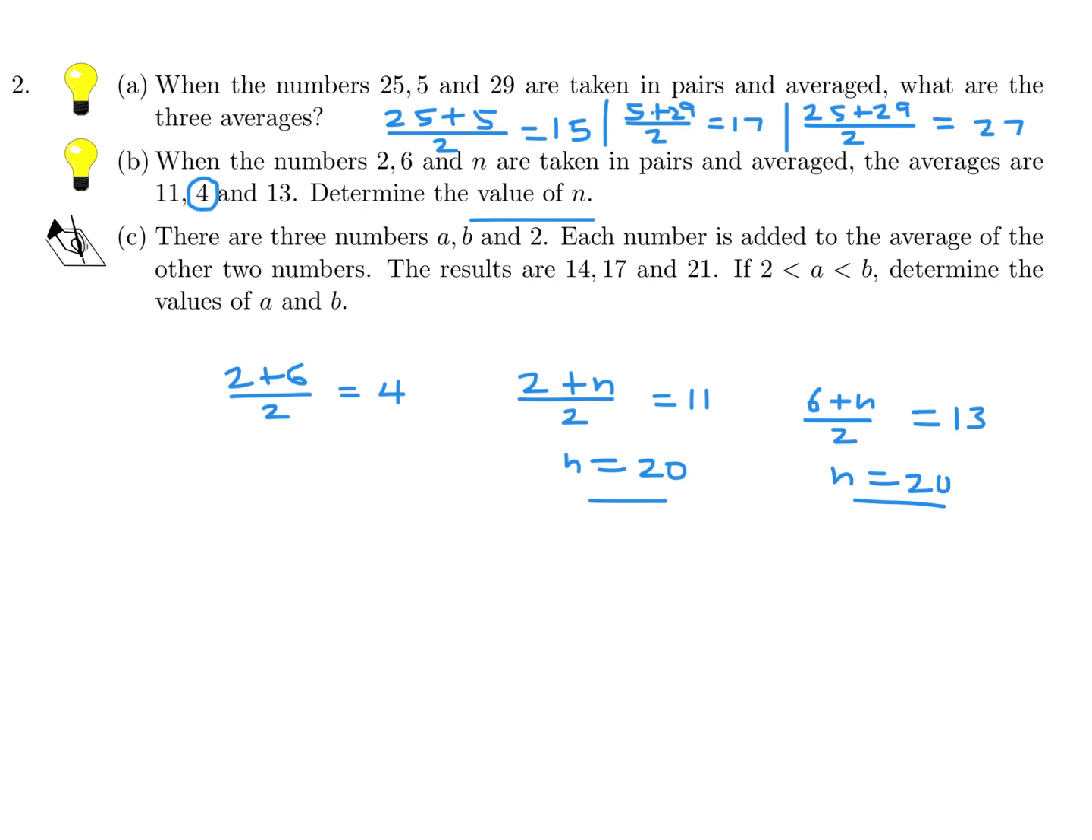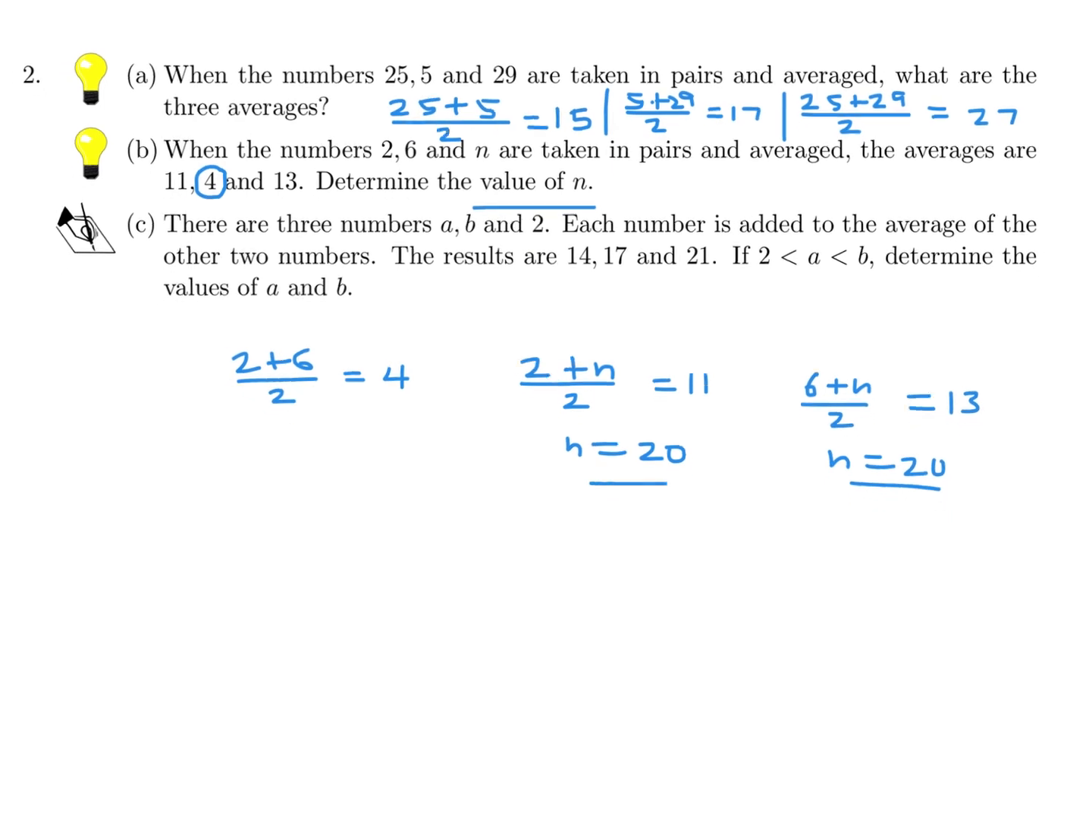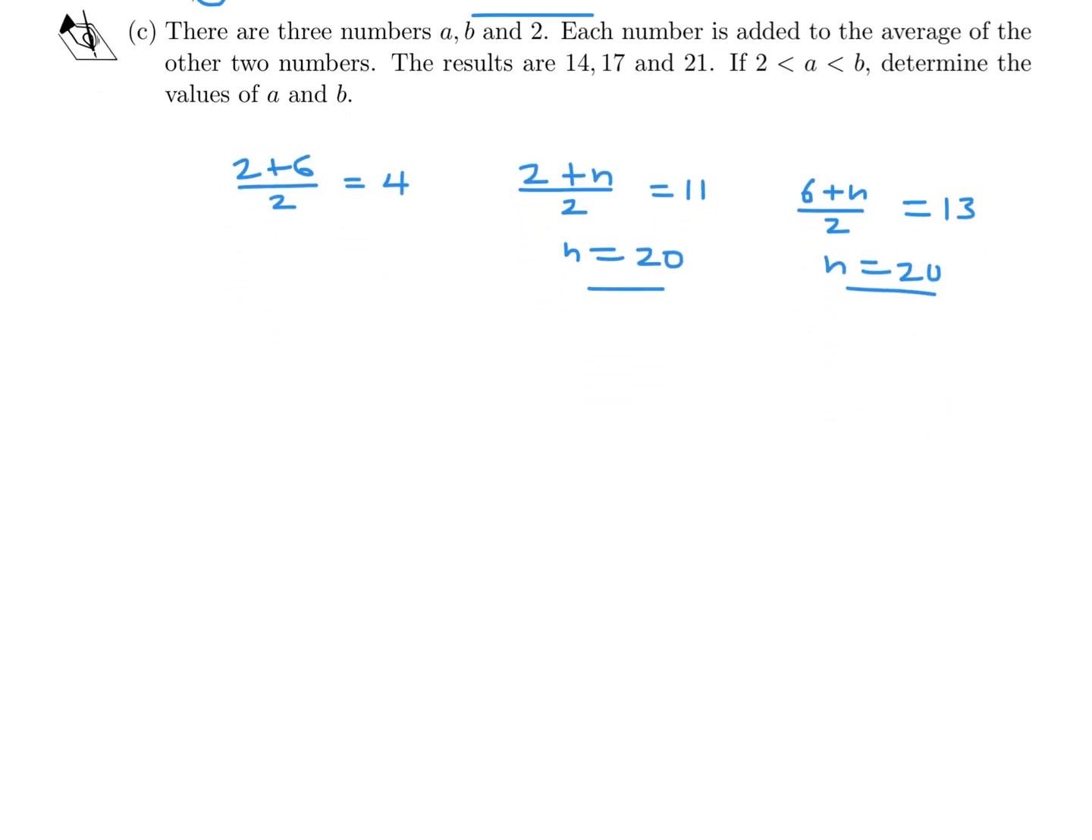C, there are 3 numbers a, b, and 2, each number added to the average of the other 2 numbers. The results are 14, 17, 21. If 2 is less than a, less than b, determine the values of a and b. All right. So our equations are a plus b plus 2 over 2, b plus a plus 2 over 2, and 2 plus a plus b over 2. Now, we have to match these. They didn't tell us which one is which.